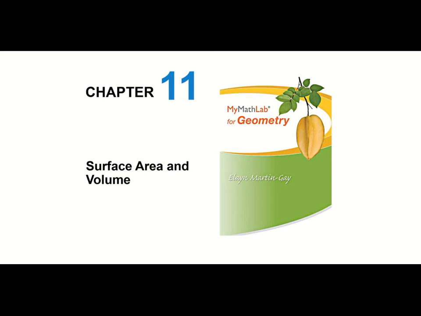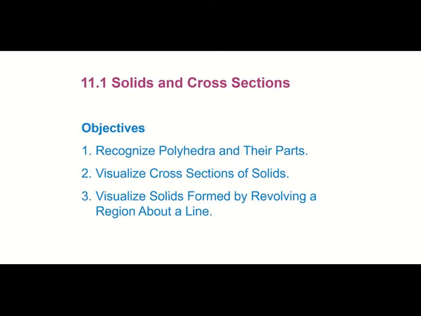Hi everybody, this is chapter 11. We are going to look at surface area and volume in this chapter. Our first section is section 11.1, and we're going to look at solids and then their cross sections as well.